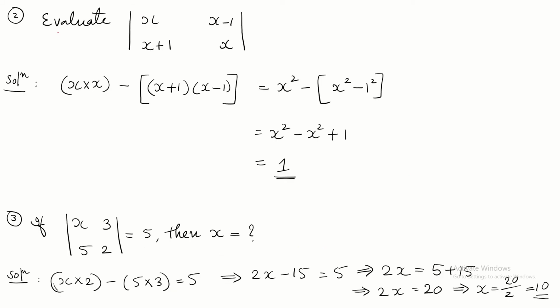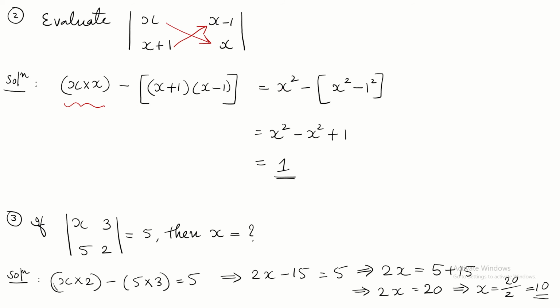Similarly, you have the next question. Evaluate the determinant with rows x, x minus 1 and x plus 1, x. So here you have to find the determinant value: x into x, minus x plus 1 into x minus 1. There are 4 terms, so put it in a big bracket.